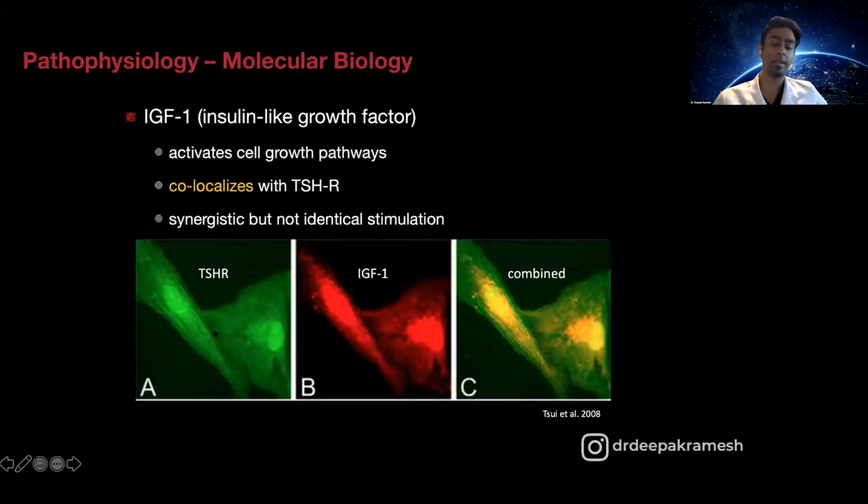Now, these immunofluorescence stains show that in A, we have the TSH receptor. In B, we have the IGF-1 receptor. And in C, when we superimpose those stains, we see that the TSH receptor and the IGF receptor are in the same spots. So the red dots and the green dots really are in the same spots in those cells. So the two receptors are intimately attached and they're synergistic, but they have different downstream pathways that can lead to the clinical manifestations that we see.